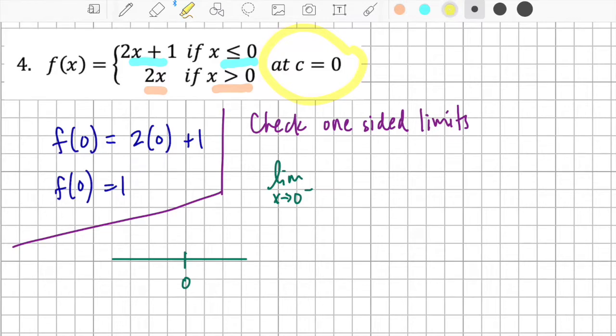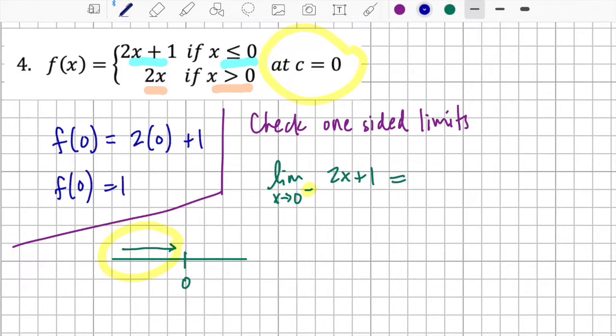So from the left, that means you are moving to the right. You're coming from the left. That means you're moving this way. So what that tells me is that all these numbers coming from the left are less than 0. So that means that you have to use the first function. So from the left, we're going to use 2x plus 1.